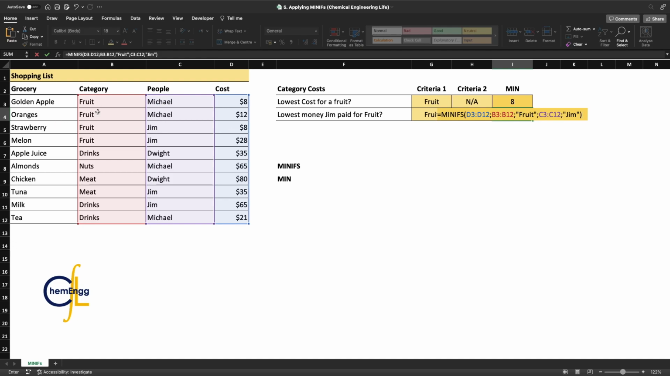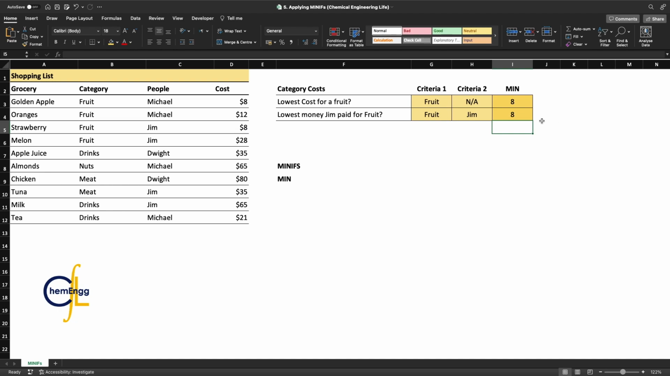That means that we select this one, and we want fruit to be searched in this column. Then for the second range, you write the range where you would like to search for Jim. And then the final input is Jim, because that is what we would like to be searched in that criteria range. And then you press enter, and that's also 8. So if you go back, you can see that that's correct. The cheapest fruit was $8 as well, which is both strawberries and golden apple. So the lowest money that Jim paid for the fruit is also $8, because he bought strawberries for $8. So that's essentially how you use the MINIFS function.